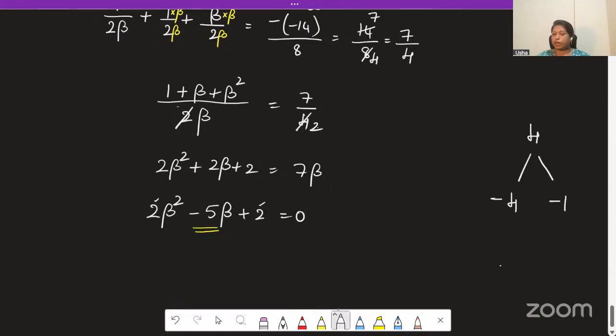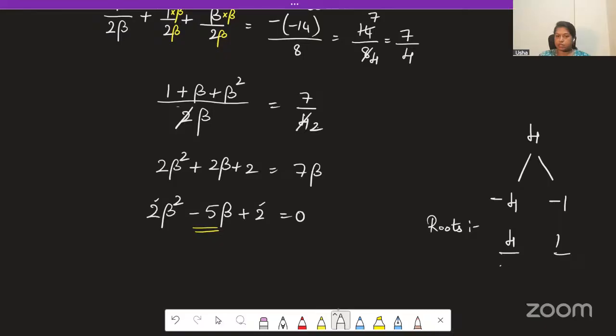Now directly you can write roots. If you have taken the course, I would have explained directly how to write roots. Take the opposite signs, which is 4 and plus 1. Minus 4 minus 1 is a plus 4 plus 1. Divide this by a. A is coefficient of beta square. This is the answer, which is 2 and 1 by 2.